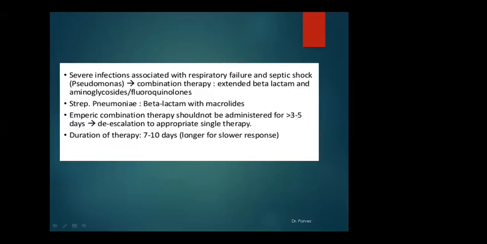So severe infections associated with respiratory failure. Presently, we are dealing with the COVID pandemic. Here, this is what we will be seeing: respiratory failure and septic shock. This is most likely because of a hospital-acquired infection like Pseudomonas, where we use an extended beta-lactam along with an aminoglycoside and fluoroquinolone. And if we are suspecting a community-acquired pneumonia like Streptococcus pneumoniae, the empiric antibiotics will be different, and the duration of antibiotics depends on the severity of the infection.